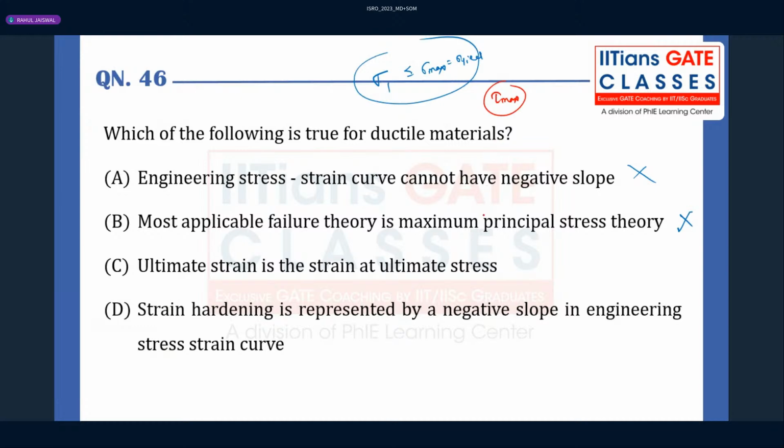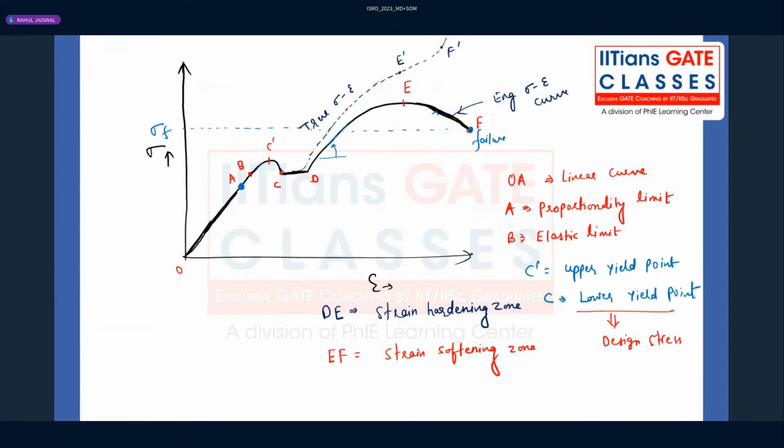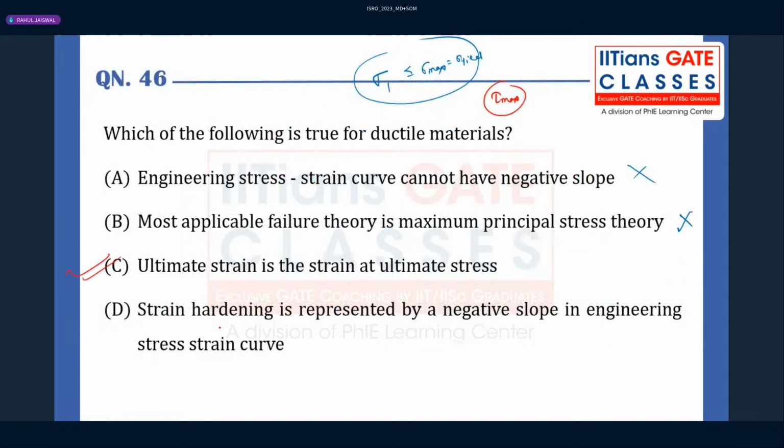Ultimate strain is the strain at ultimate stress. Yes, this is the ultimate stress point. E is the ultimate point. So whatever the strain is there at that particular point, we call it ultimate strain. That is correct. The strain hardening is represented by negative slope in the engineering stress strain curve. Incorrect. C is correct.